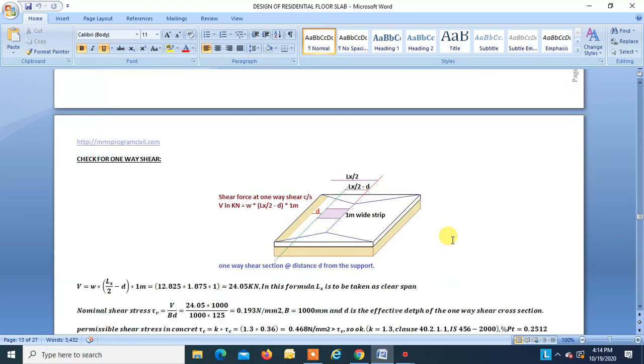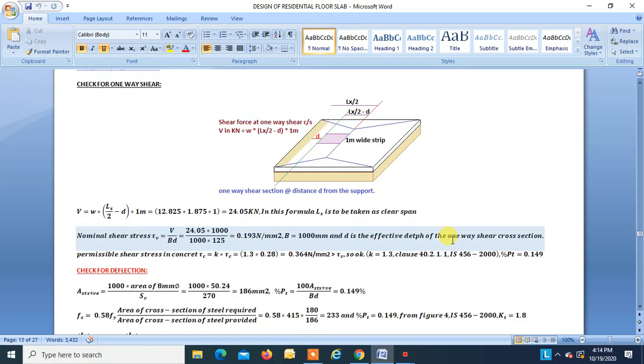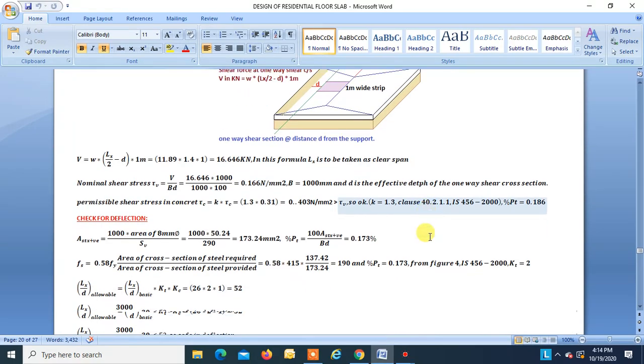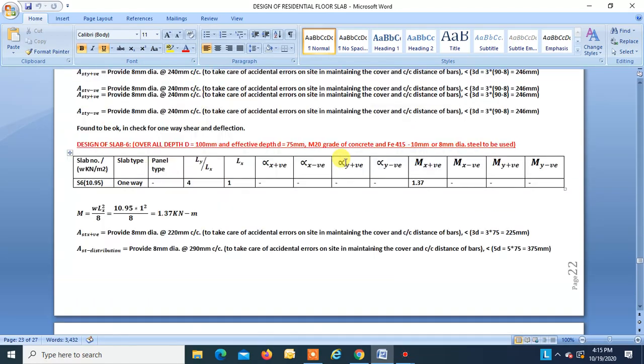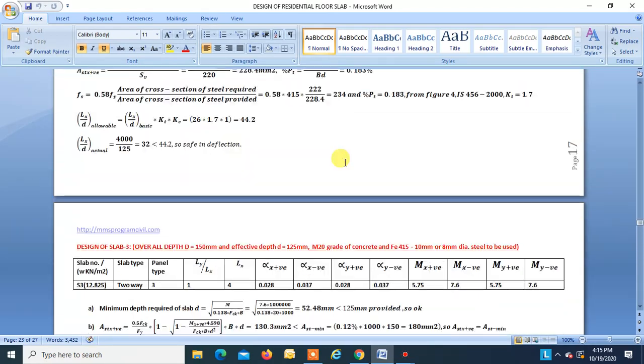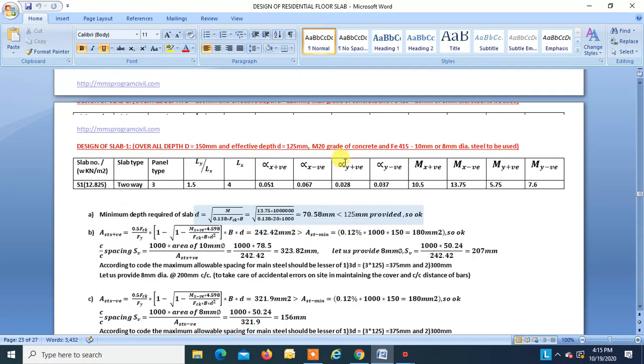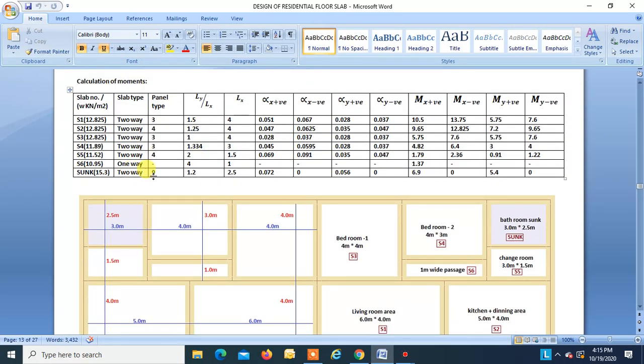Okay, that is, this is discontinuous from all the four sides. Okay, so let us see a section of sunk slab. So this is a sunk slab. This is the level of the floor level, means slab S1, S2, S3, S4, S5, S6, and this is the level for the sunk slab. Okay, so it is not continuous from any side. So it is a slab discontinuous from all the four sides. So we will take the condition as 9. Okay. So panel type is 9, right?